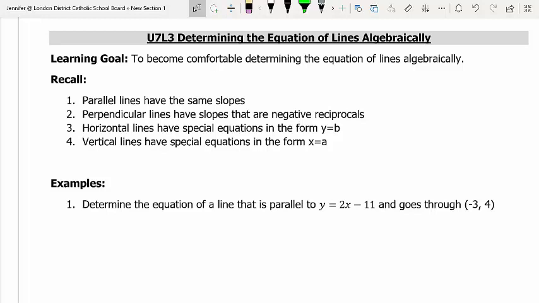horizontal lines algebraically. So just remember that parallel lines are lines that have the same slope, and remember they will never cross. Perpendicular lines are those lines that have negative reciprocals for their slopes, and they're the lines that intersect at 90 degrees.